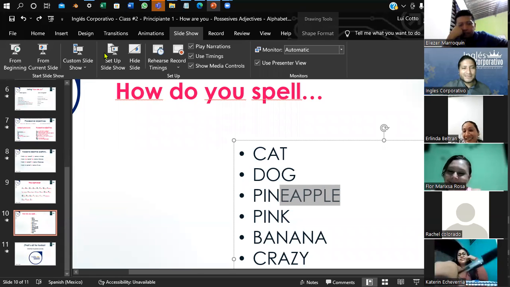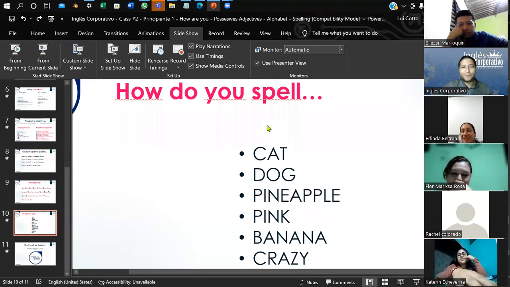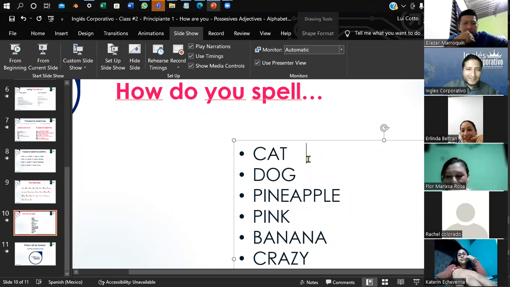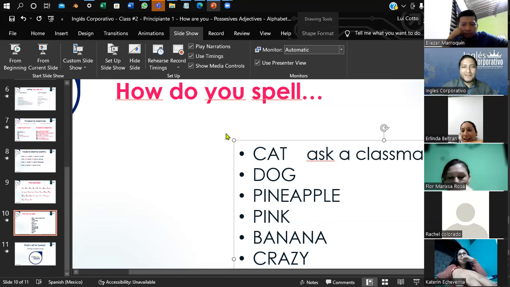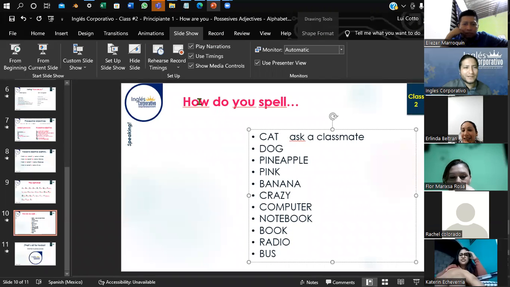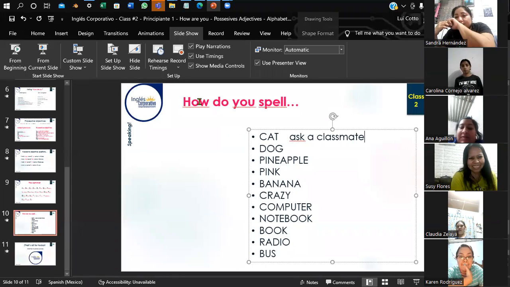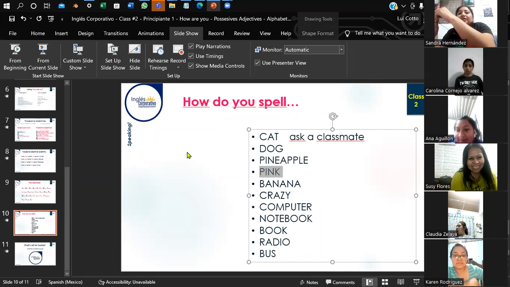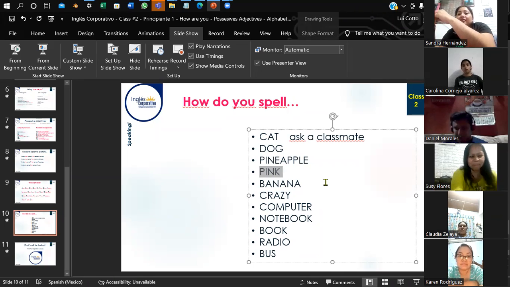The next one. Ask. Cuando digo ask is this word. Pregunte. Ask a classmate. Pregúntele a un classmate. And you read the sentence. Y lee la. How do you spell? Let's see. Anna Aguillón, how do you spell pink? Ask a classmate. Pregúntele a un classmate.